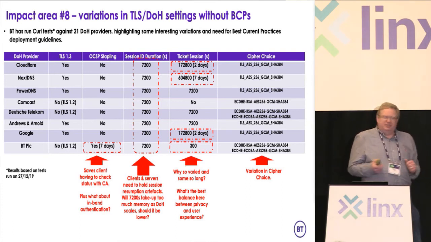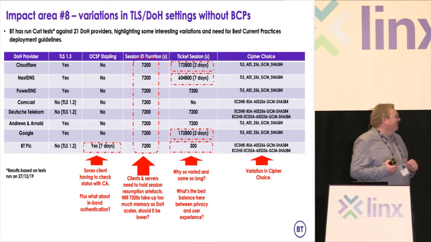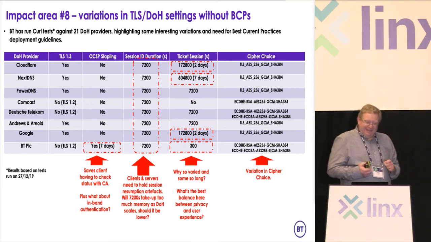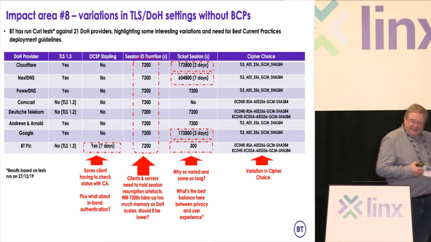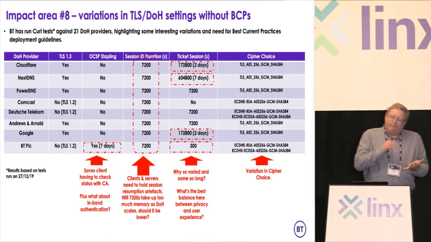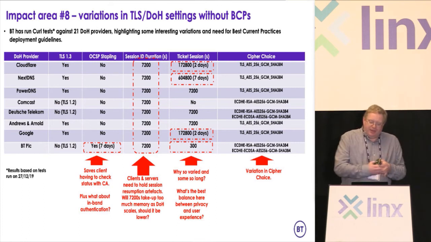So does this raise a question? Why are others not doing it? Are browsers not checking the status with CAs? Then the next one is session duration time. Yes, everyone's using 7,200 seconds, but as DoE takes up, will this need to be lower? Will it need to be 0?